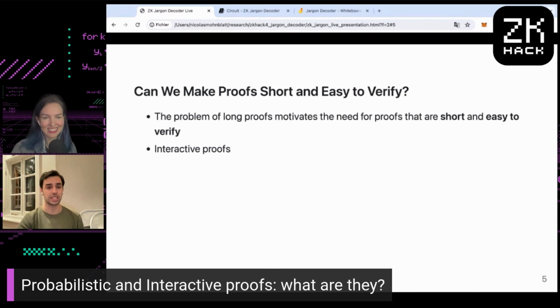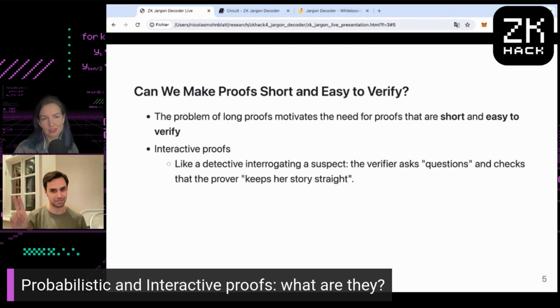One way of doing this is by having interactive proofs. Rather than I give you all the information you need to verify the statement, we'll have a conversation. The verifier is going to ask questions, and I put those in quotation marks, to check that the prover keeps her story straight. So you can think of it as an interrogation. You ask a question, the prover gives an answer, you ask another question, and we keep going. And at the end, you check: are these answers consistent with each other? So that's one way of doing it. Essentially, rather than you giving me a proof, we're going to have a conversation and you explain to me why something is correct. The other way of doing it is a probabilistic proof.